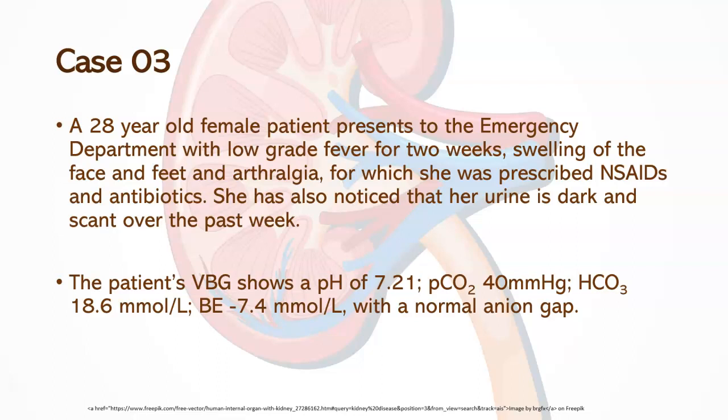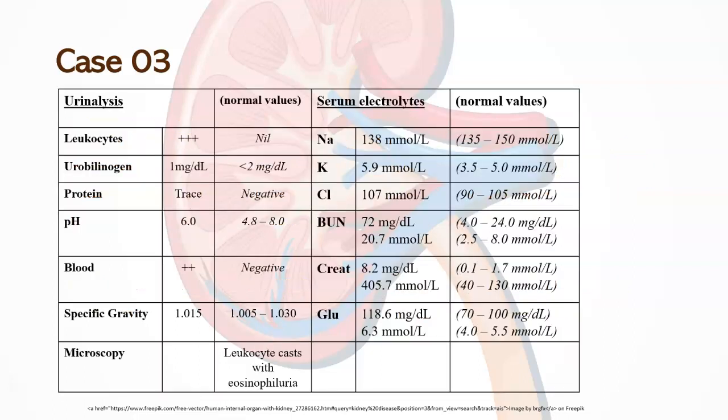Again, we look at her urinalysis. As you can see, the patient has a large amount of leukocytes in the urine, specifically with the microscopy showing leukocyte casts and eosinophiluria. When we look at her electrolytes, we see that she has a degree of intrinsic renal failure with hyperkalemia. You can pause the video and think about what this condition is.